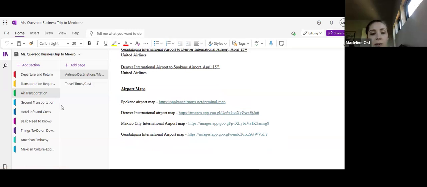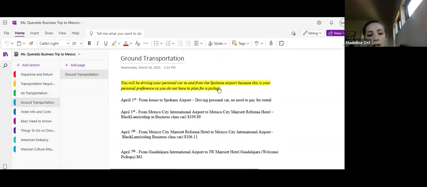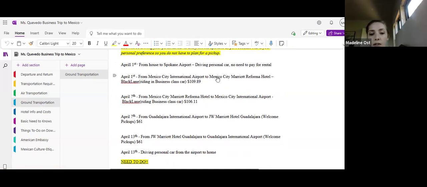As you go down, she'll be going from the Mexico City International Airport to the Marriott Hotel, and so on throughout the days. I have her cars.